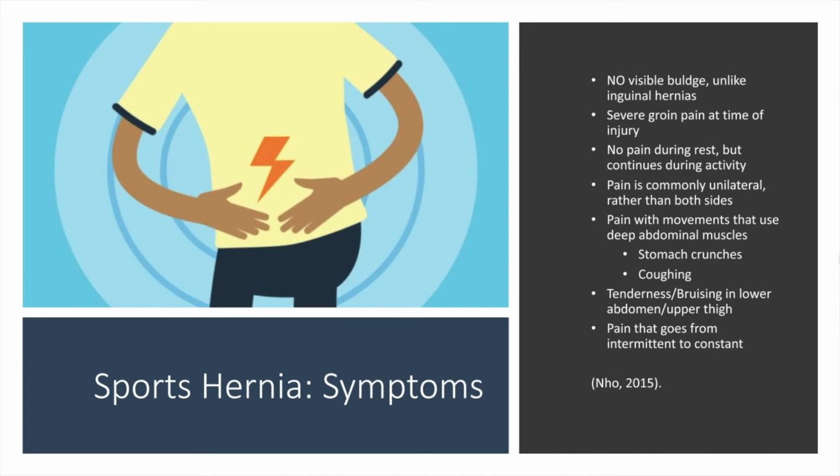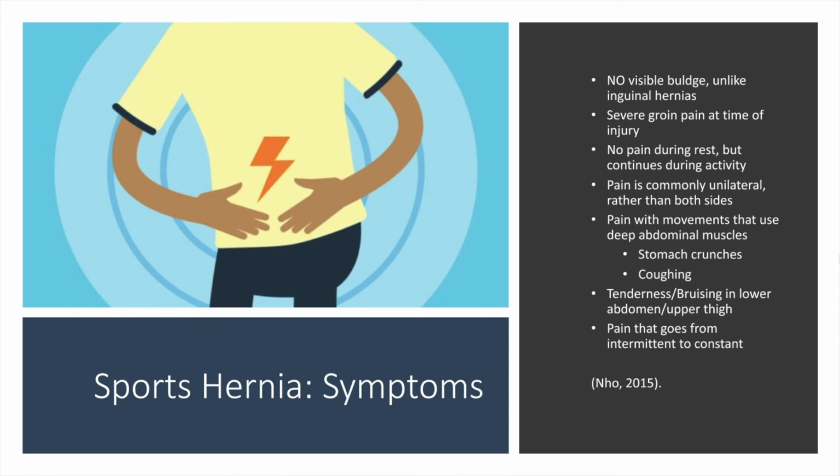What are some of the symptoms of sports hernias? Unlike inguinal hernias, there's usually no visible bulge. There might be severe pain at the time of the injury, though with rest it may get better, but sometimes it continues during the activity. There's usually pain on only one side of the abdomen rather than both sides, but pain can sometimes come back with movements that require deep abdominal muscles, such as stomach crunches and coughing.